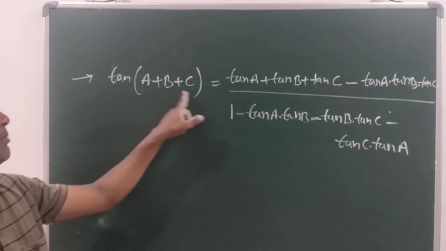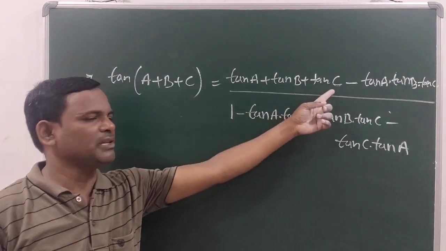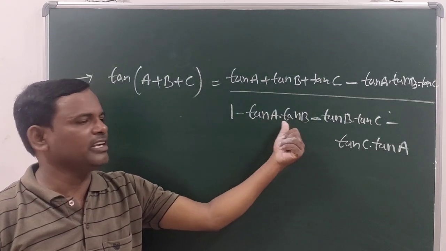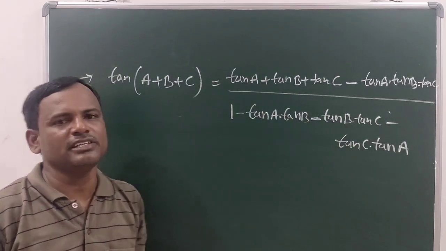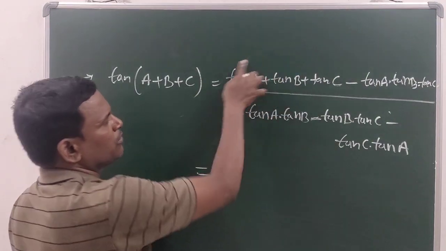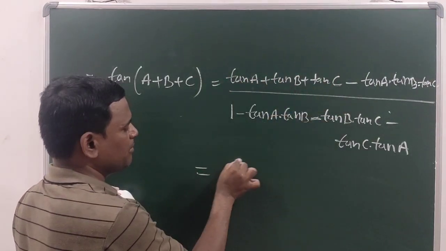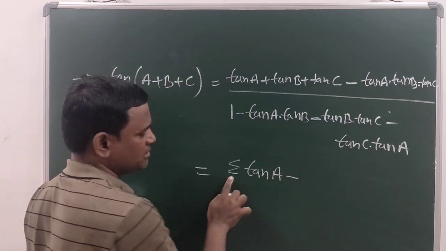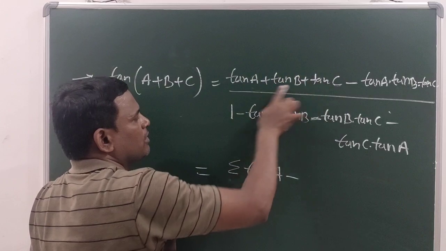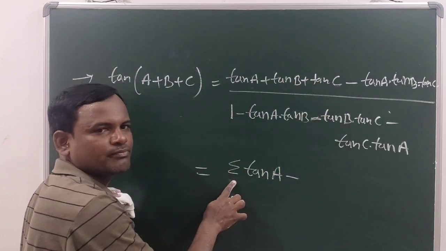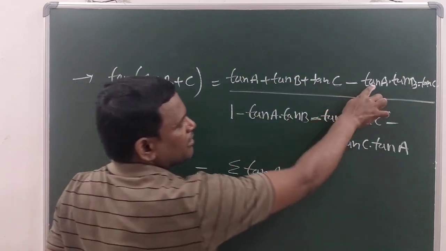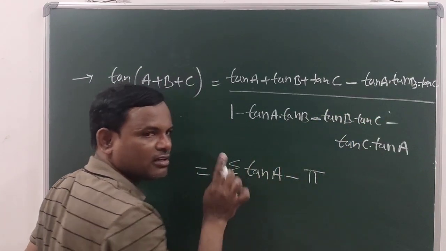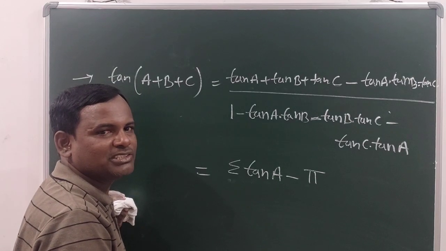Okay students, tan(A+B+C) is equal to (tan A + tan B + tan C − tan A tan B tan C) whole by (1 − tan A tan B − tan B tan C − tan C tan A). So tan A + tan B + tan C can be written as sigma tan A, this is the notation for these three terms, and tan A into tan B into tan C can be denoted by pi. Pi means product here, not the irrational number, not 22 by 7.